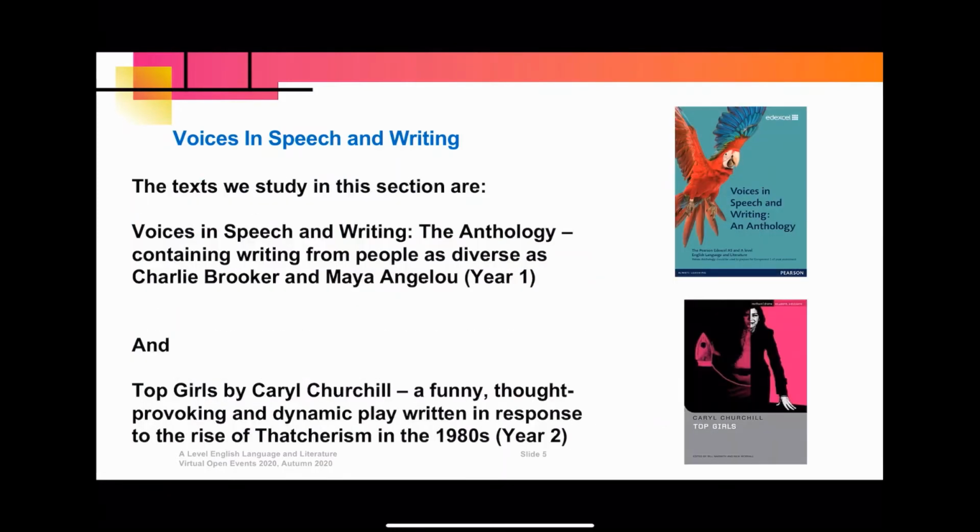And the texts we study in this section are Voices in Speech and Writing, the anthology, which is provided by the exam board, and it contains writing from people like Charlie Brooker, Maya Angelou, Alan Bennett, and many others. And in the second year, we look at Top Girls, a play by Caryl Churchill. It's funny, it's dynamic, and it was written in response to the rise of Thatcherism in the 1980s.